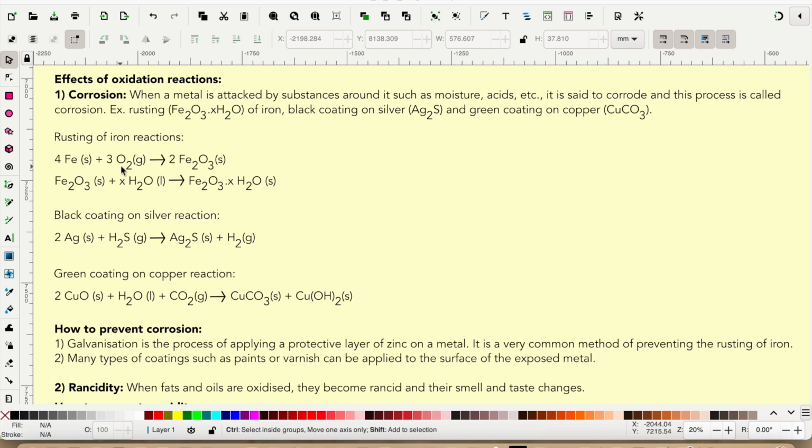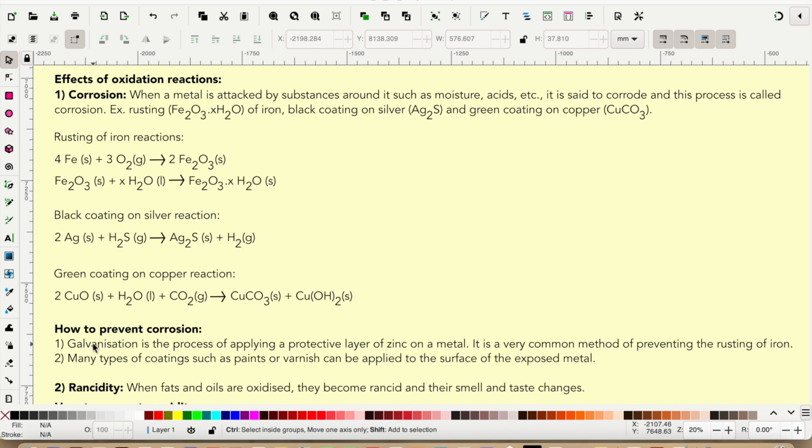Iron reacts with oxygen in the air to form ferric oxide Fe2O3. Fe2O3 then captures moisture in the air and gets converted to Fe2O3.xH2O, which is a brown colored substance known as rust. Silver reacts with hydrogen sulfide in the air to form silver sulfide, which appears as black coating on silver. Copper oxide reacts with moisture in the air and carbon dioxide gas to form copper carbonate, which appears as green coating on copper.